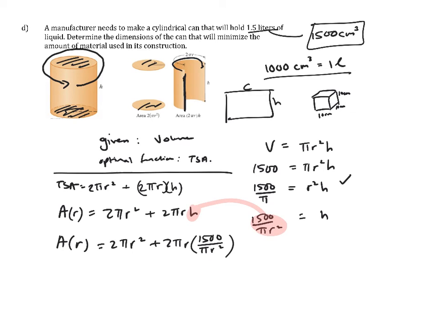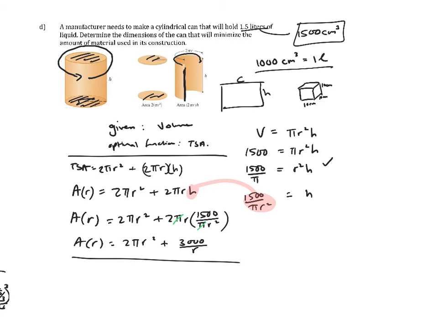And what is that equal to if we simplify that? It's 2 pi radius squared plus, the pi's divide there, and r divided by r squared is equal to just r on the bottom. So we've got 3000 over r, it looks like. And okay, so that is our optimal formula, right? That's the optimized equation, optimized function.